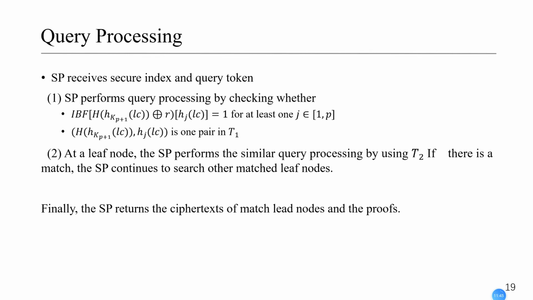The cloud server receives the secure index and query token, and then it proceeds in two steps. First, check the nodes' IBF using T1. If this match continues until the leaf level, it means there is at least one data item that matches the query on the first L-2 levels. Second, let a leaf node perform similar query processing using T2. If there's a match, the cloud server continues to search other matched leaf nodes. Finally, the service provider returns the ciphertext of matched leaf nodes and the proofs.